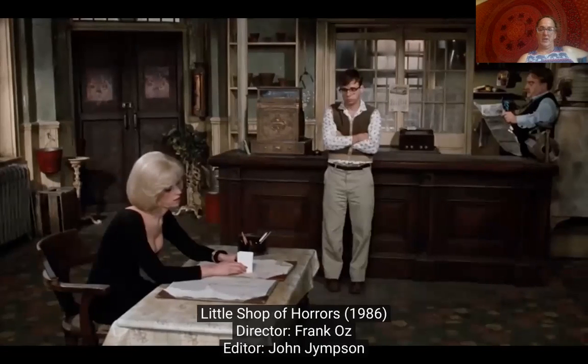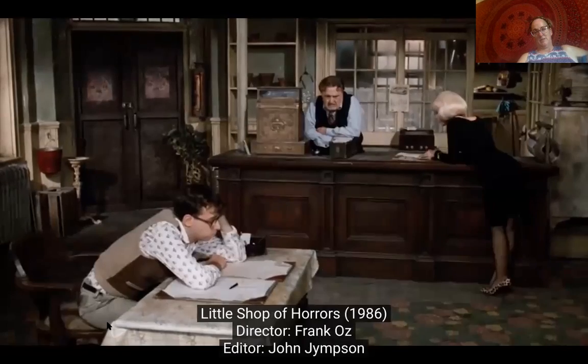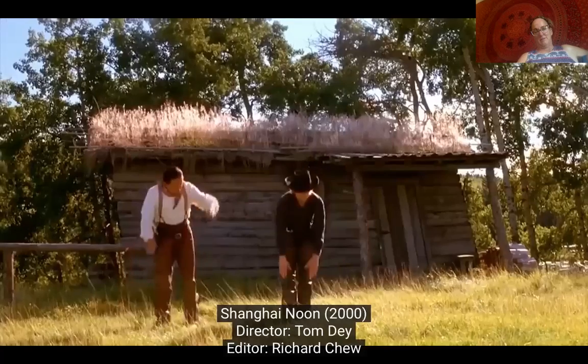Jump cuts are when the editor cuts between the same shot, and they are often used to deliberately show the passing of time. And that looks like this. So you can naturally find these in montages. Here's a few examples.